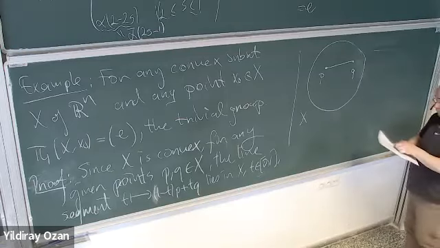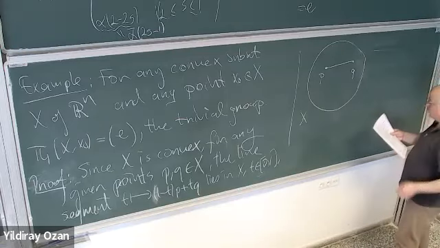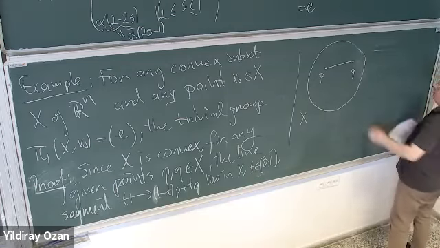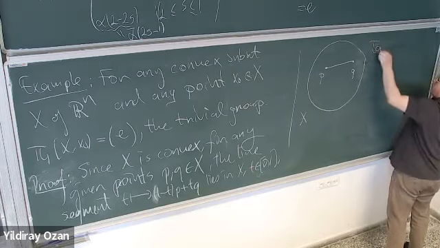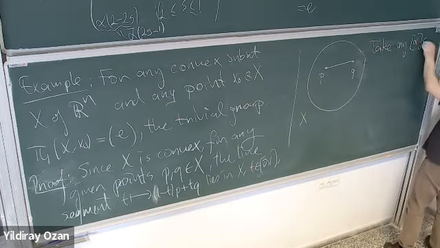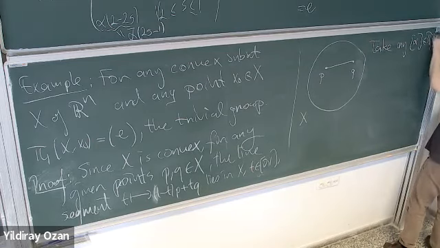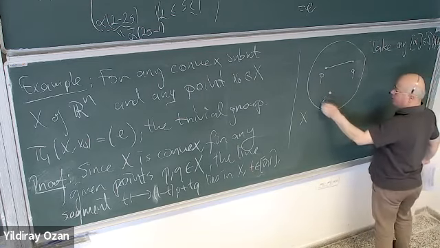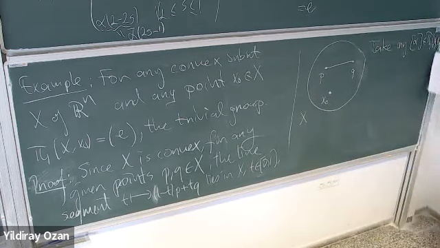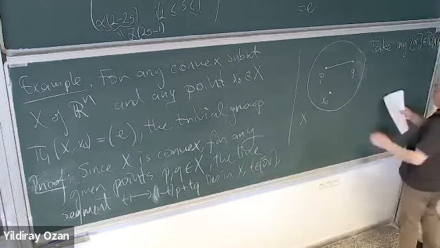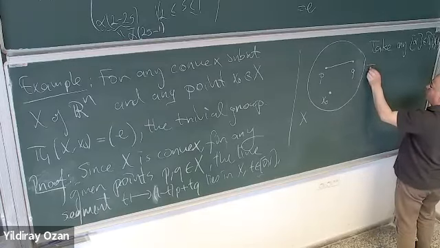So why then will the fundamental group be trivial? For this reason: take any alpha in pi_1(X, x0). So let's choose a base point x0, and I choose any path starting and ending at x0. Define the homotopy.